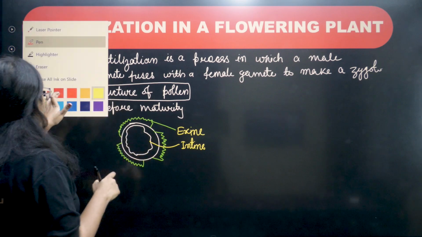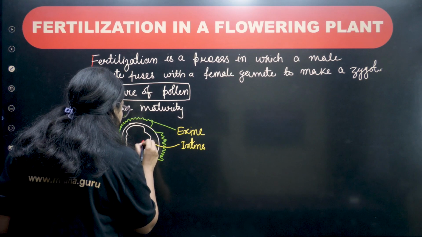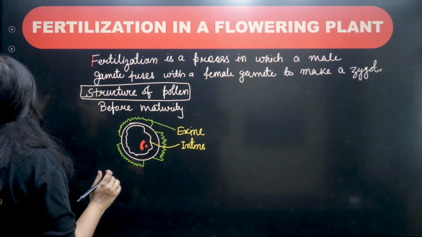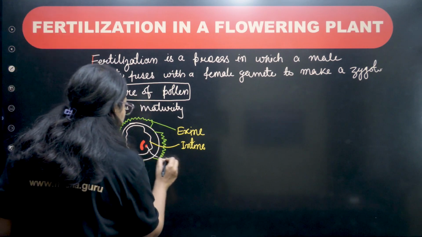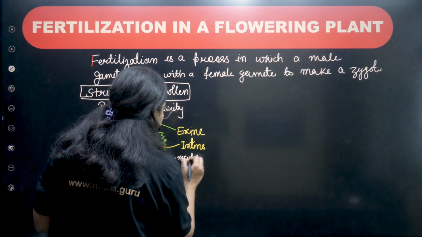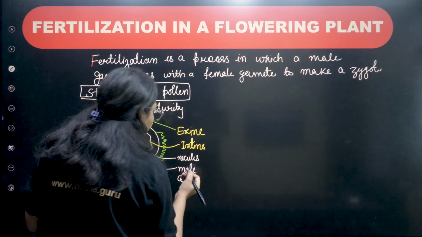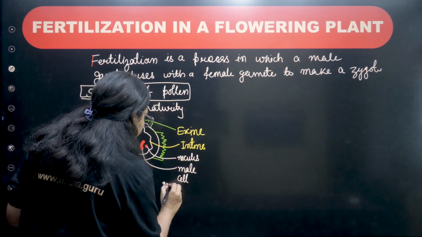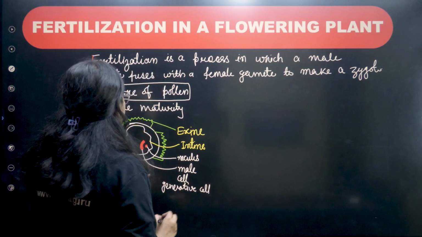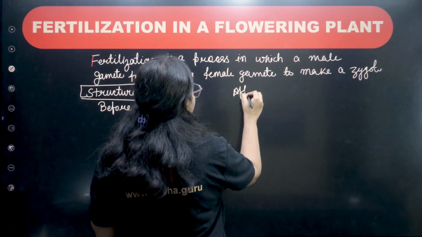Inside this there are two nuclei, one smaller and the second one bigger. One is very small and dot-like, and the second one is tube-like. So let's name them. This small one is called the vegetative nucleus, and the second one is called the male cell, also called the generative cell. I hope this is clear. This is the scene before maturity, and now let's draw after maturation.